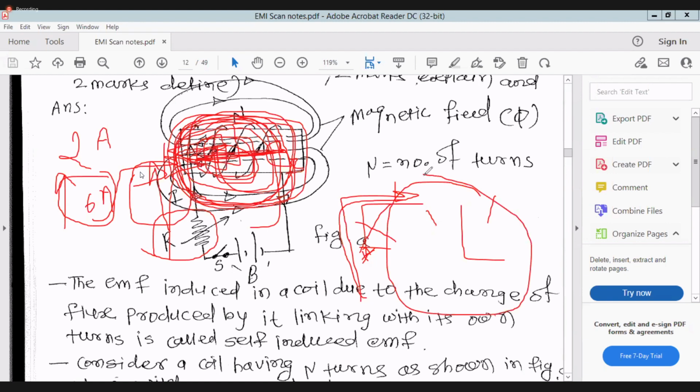So what is the definition of the self-inductance? Define its coefficient. What is the meaning of constant of proportionality over here? Define its coefficient, 2 marks definition. So what is a self-inductance? It is a property of the coil to oppose the change of current in the coil.